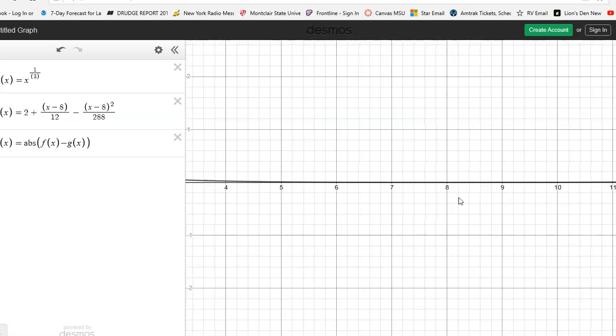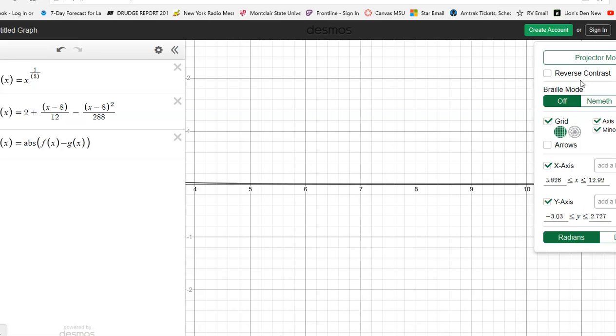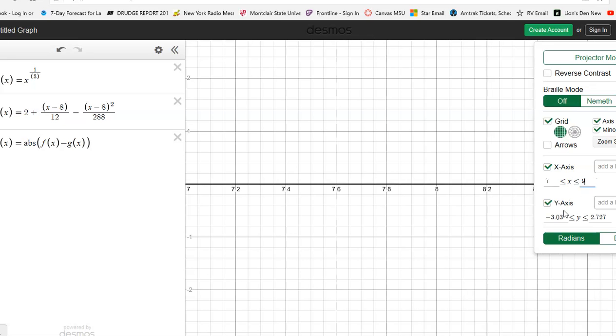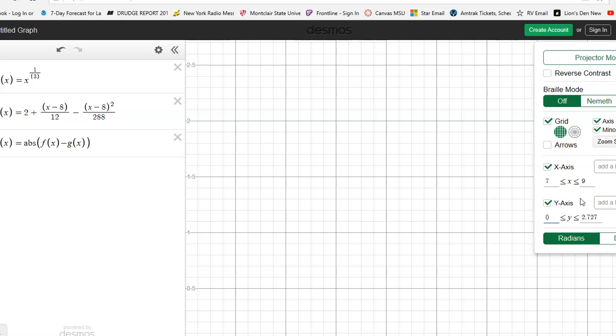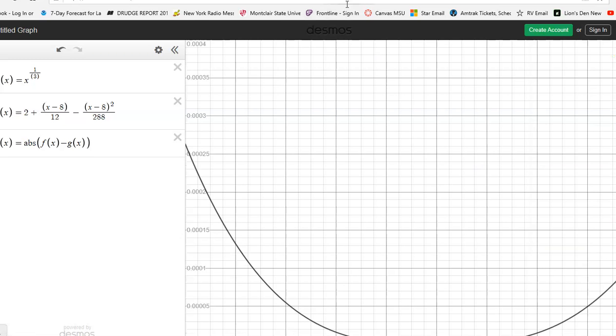Well, if I scroll all the way out here between 7 and 9, it doesn't look like much, does it? Let's go back to those numbers that we came up with. We said we wanted the x values to be between 7 and 9. So let's look at values only between 7 and 9. And we said that the maximum error was 0.000344. So let's make this go up to 0.0004. Ah, okay.